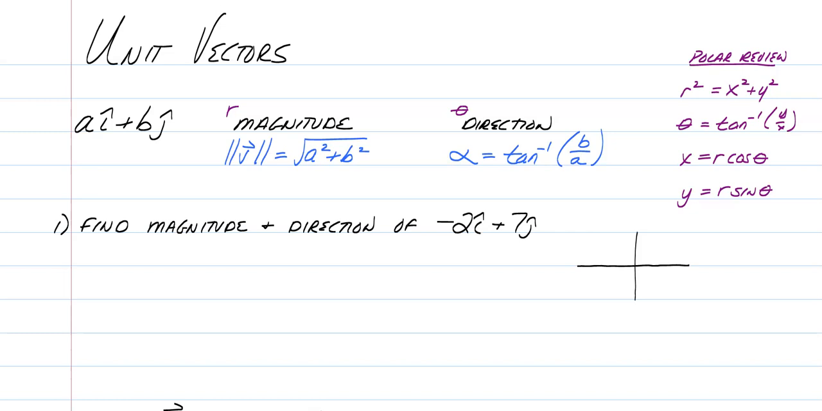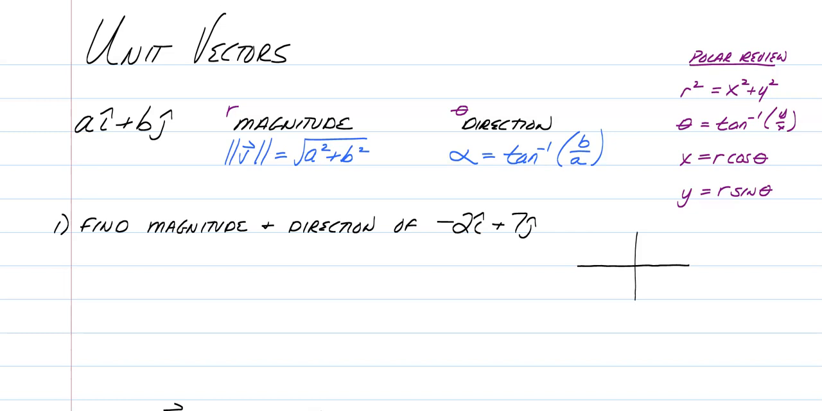And in vectors, instead of using theta, we use alpha. And it's still the inverse tangent, but it's b over a, because remember, a is your x direction and b is your y direction with vectors, okay?